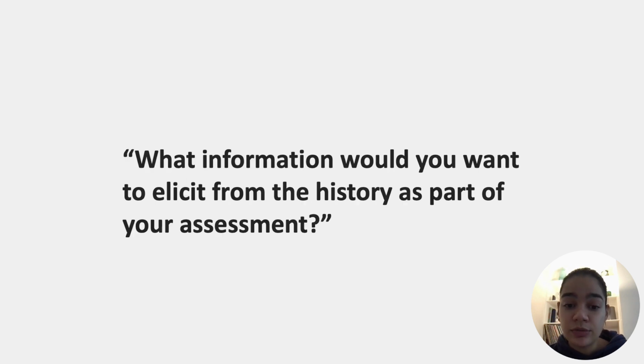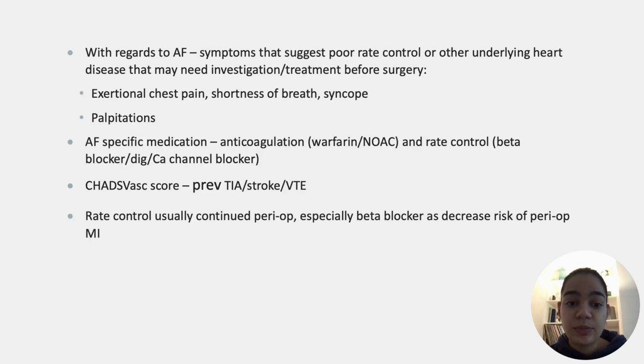So what information is really important for you to get from that history when you're first approaching the patient? We've been told that the patient has atrial fibrillation, and we want to think about any symptoms that might suggest poor rate control or any underlying heart conditions that would need investigation or treatment before surgery. So specifically asking the patient for any exertional chest pain. So if, when they run or when they walk quickly, they have any pain in their chest, any shortness of breath, any syncope, any palpitations.